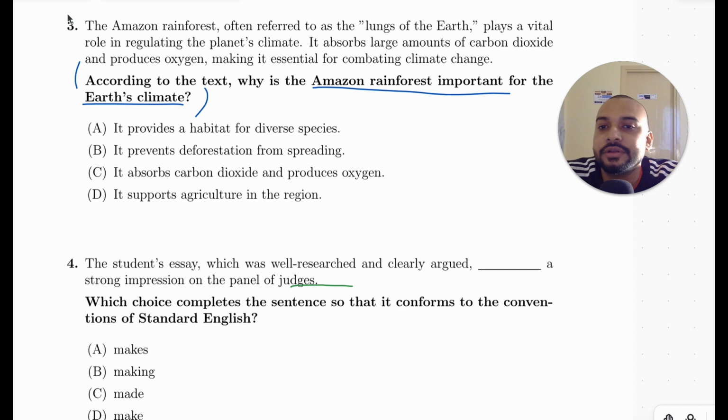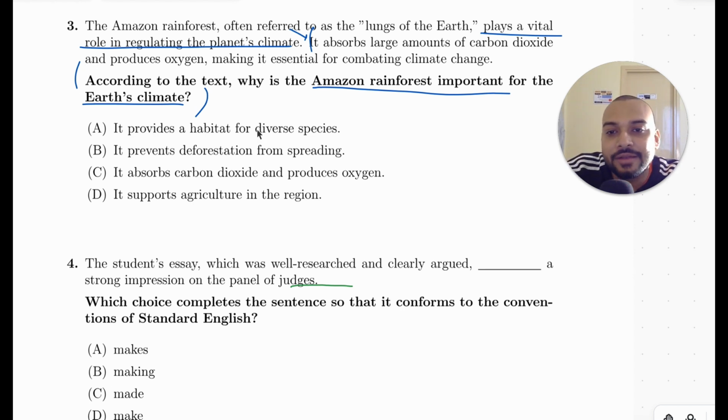The Amazon rainforest, often referred to as the lungs of the Earth, plays a vital role in regulating the planet's climate. It absorbs large amounts of carbon dioxide and produces oxygen, making it essential for combating climate change. Okay, so it plays a vital role in regulating the planet's climate. How? That is described in the next line. It absorbs large amounts of carbon dioxide and produces oxygen. Let's look at the options.